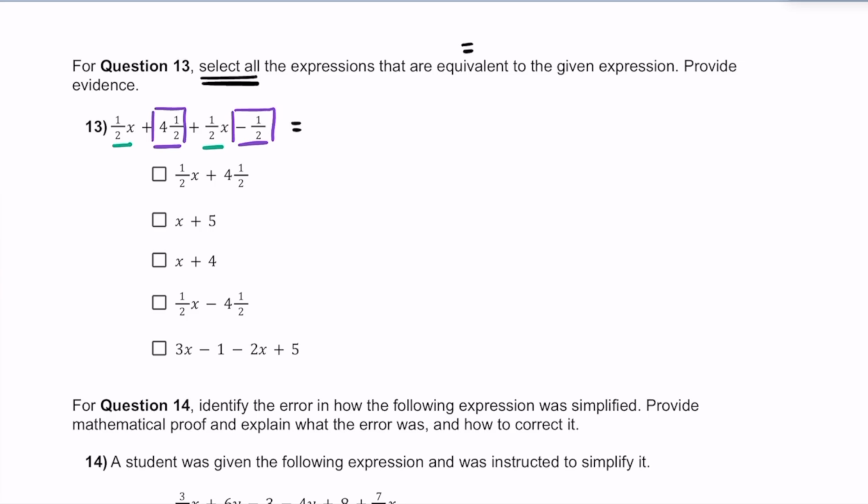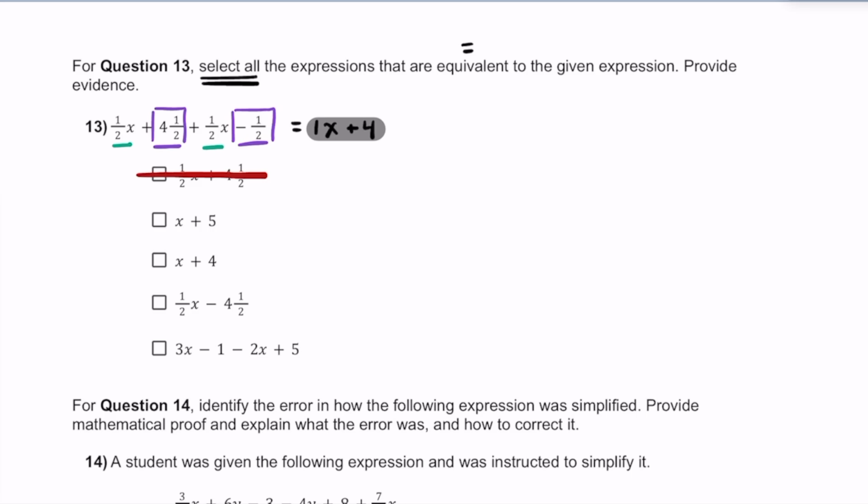So if we go ahead and combine this half x with half x, half plus a half is a whole, so half plus half is 1x, so I'm just going to write 1x here. And then if you take this 4.5 and you take away a half, 4.5 take away half is just going to be 4. So this right here would be what we're looking for. This would be our expression if you simplified it, right? So we have 1x plus 4. Notice how our coefficients are not matching as well as our constants are not matching, so this can't be our answer choice. I'm going to cross this one out.